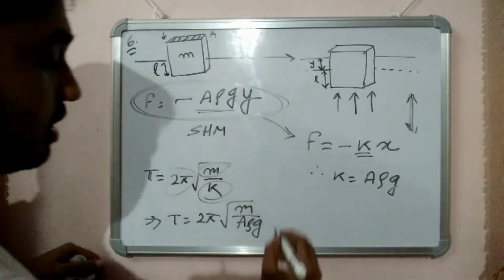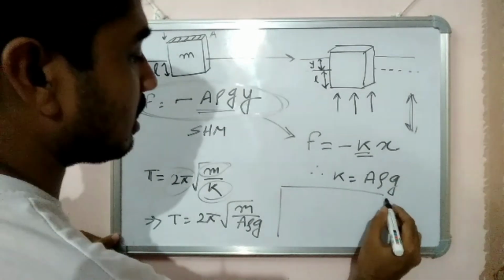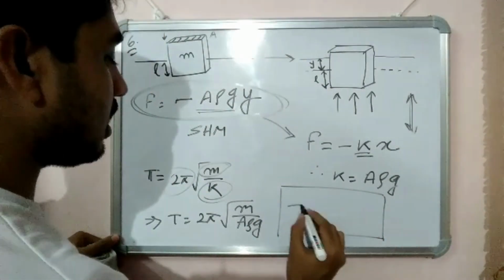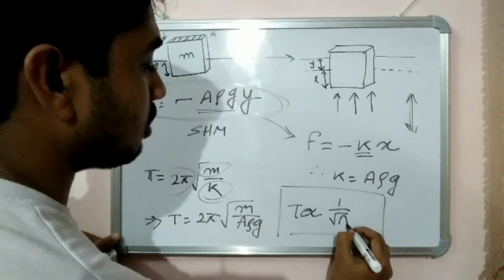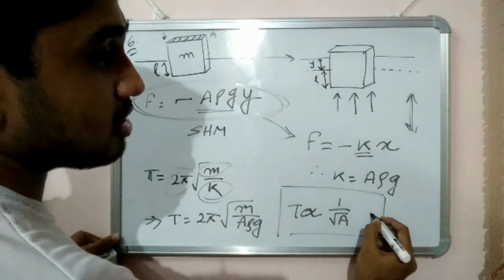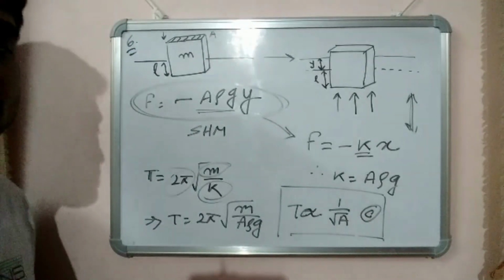So from the given options, we can conclude that T is proportional to 1 by root under A. That is option C, the correct answer.